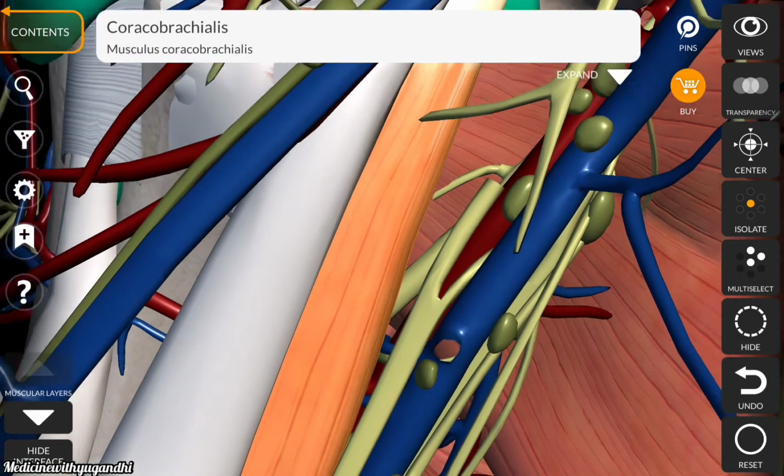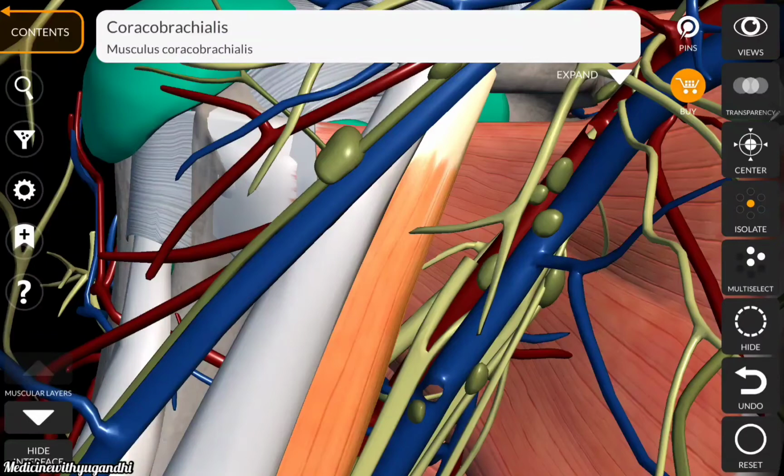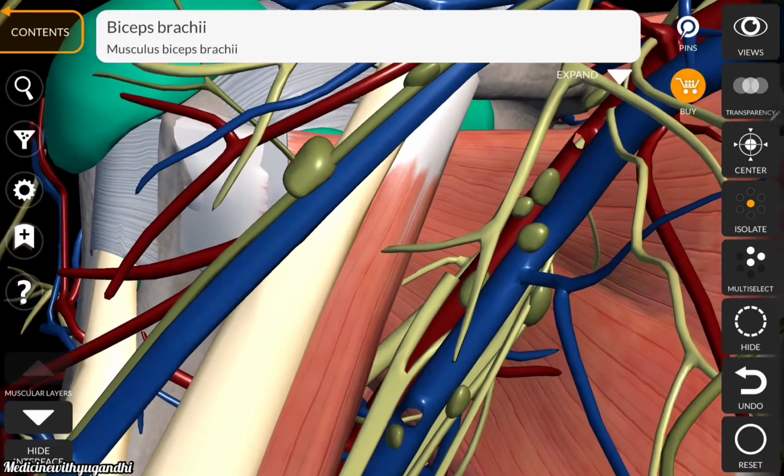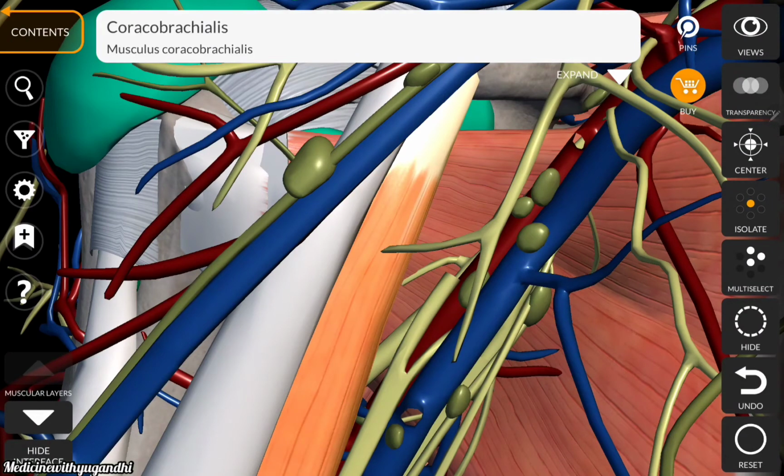Medially, this axillary nerve is related to the median nerve, and laterally this axillary nerve is related to the coracobrachialis muscle. See, this coracobrachialis muscle, hope you all know that it arises from the coracoid process along with the short head of the biceps brachii. This is the short head of the biceps brachii and this is the long head. So laterally, this axillary nerve is related to the coracobrachialis muscle.